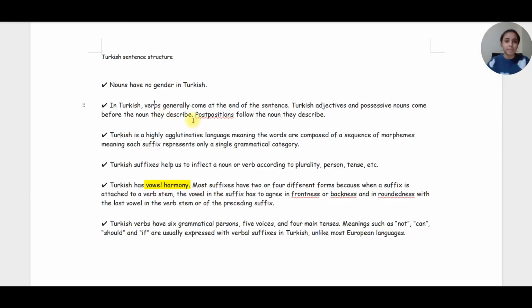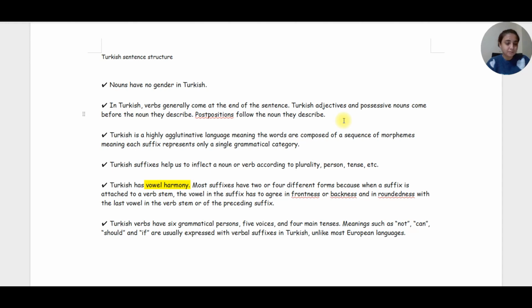There are the most known characteristics of the Turkish language regarding grammar, and I will show you what they are. Turkish sentence structure. Nouns have no gender in Turkish. This is important. In Turkish, verbs generally come at the end of the sentence. Turkish adjectives and possessive nouns come before the noun they describe. Postpositions follow the noun they describe.